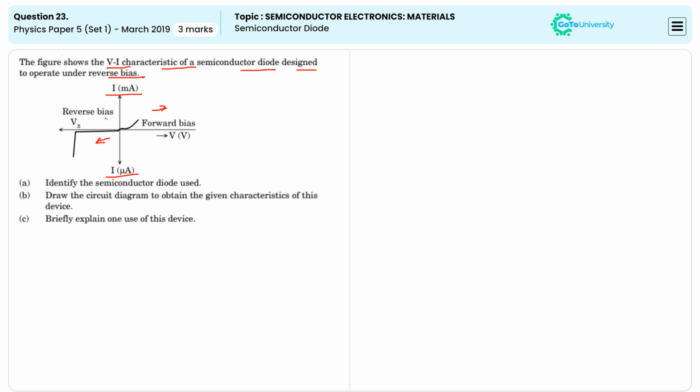For this circuit we need to identify the semiconductor diode used. Which type of semiconductor diode are we going to use here? The type of semiconductor diode used here is the Zener diode.